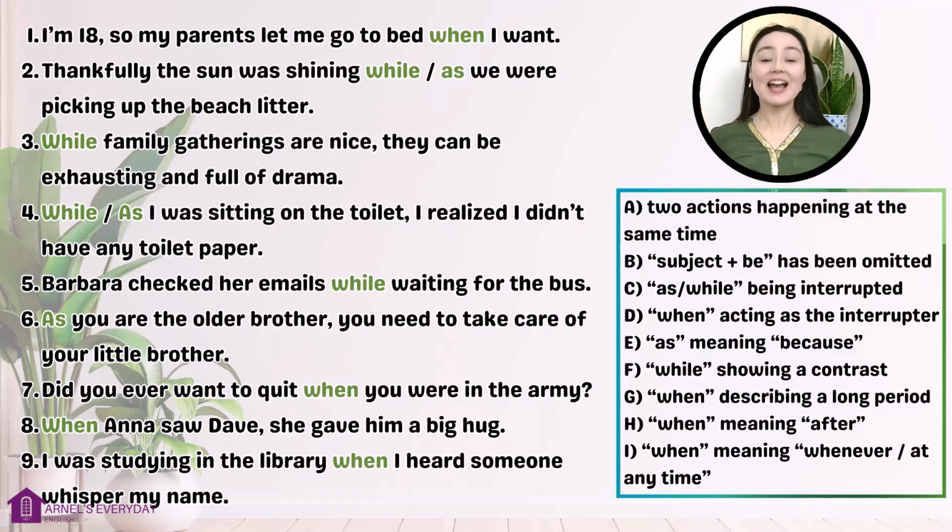Test time. Here I have nine sentences and the nine functions we looked at in this lesson. Let's do one example together. I'm 18, so my parents let me go to bed when I want. Here when is I. It means whenever, at any time. Pause the video to do the rest.